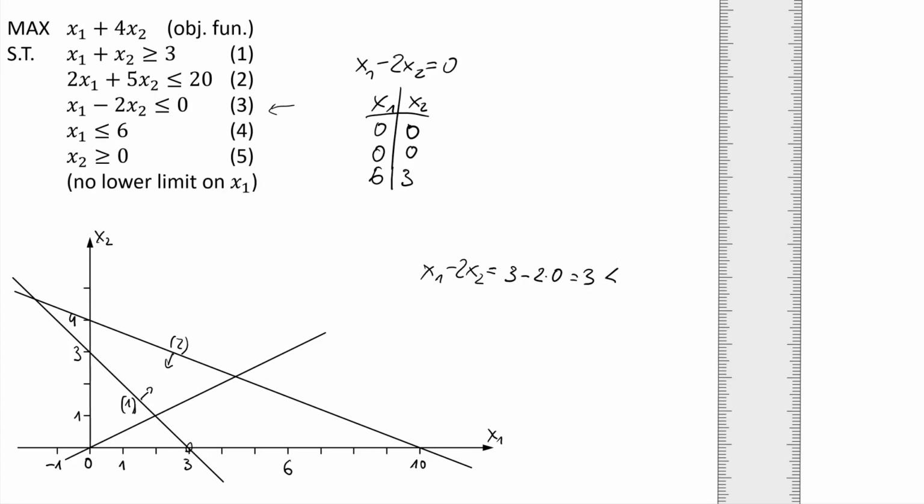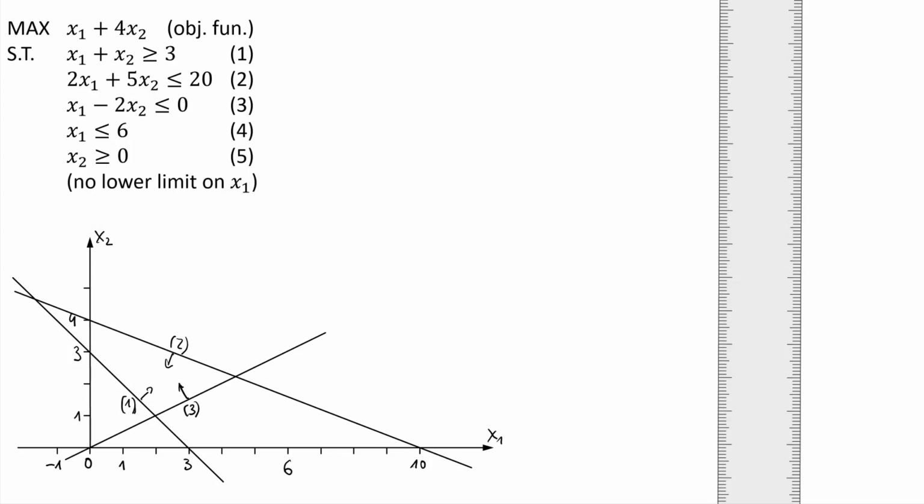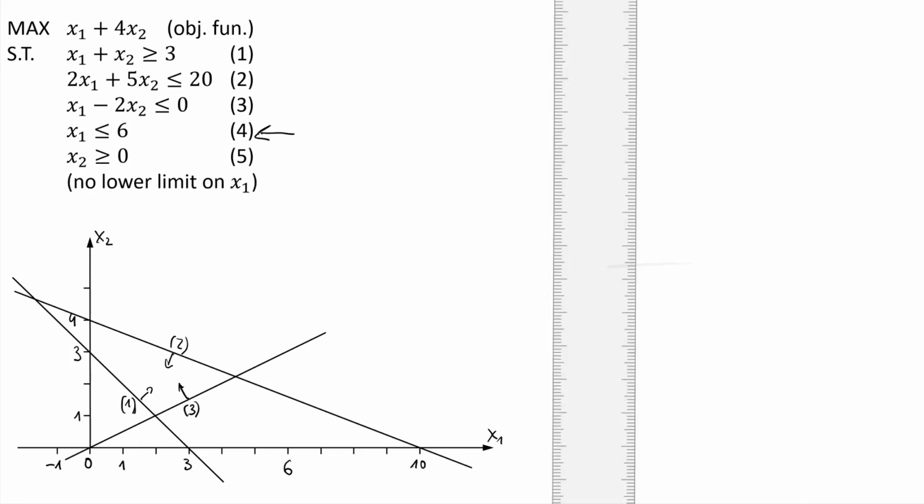So what that means is that below the line, points are infeasible. That means then that the points above the line must be the feasible points for constraint number 3. So we've done constraints 1, 2, 3, and now all that is left is the simple limits. x1 less than or equal to 6, we're going to look at this constraint.